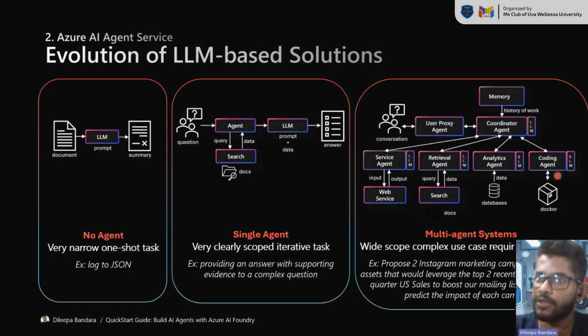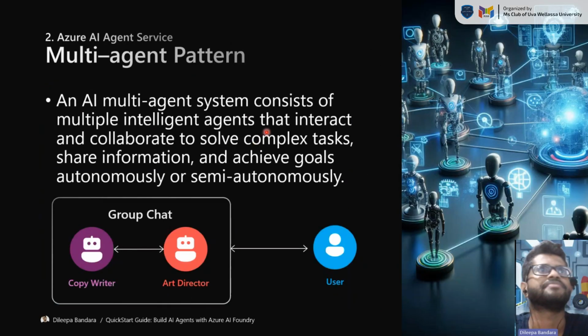So by using all these things, we can perform coding, or in this case, we can use Docker, right? Okay, there are so many things. We'll talk about those later. So this is how the multi-agent pattern works. A multi-agent system consists of multiple intelligent agents that interact and collaborate to solve complex tasks, share information, and achieve goals autonomously or semi-autonomously, right?